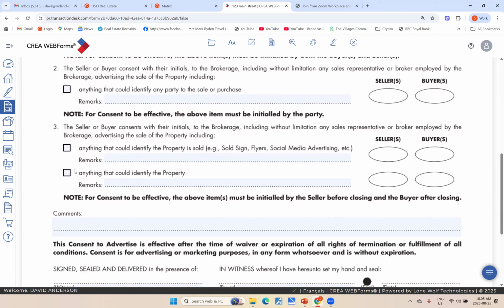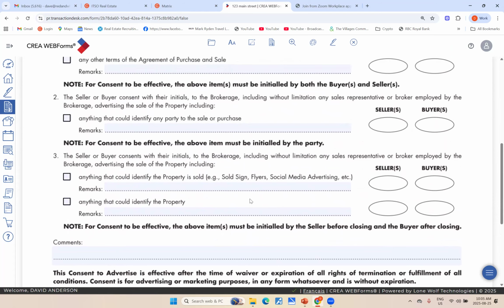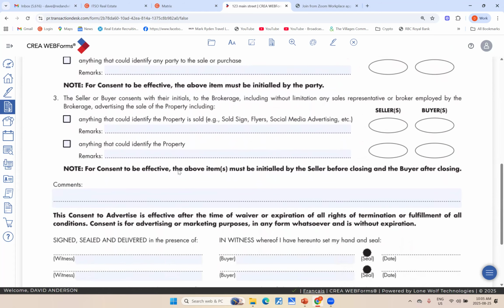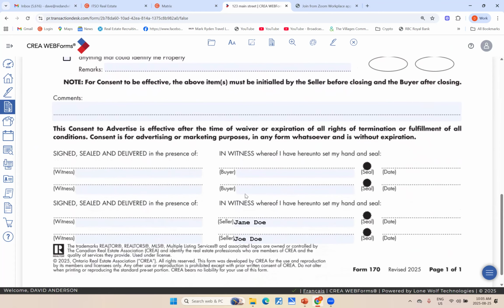So again, anything that identifies the property in social media or anything that could identify the property by words, you could say, 123 Main Street got sold for this amount of money. So that's what you have to get consent for on part three. Again, consent to be effective must be initialed by the seller before closing and the buyer after closing. So interesting that it's the buyer after closing, because it would have been sold, right? And then they all witness, buyer, seller, everybody signs here and dates it.